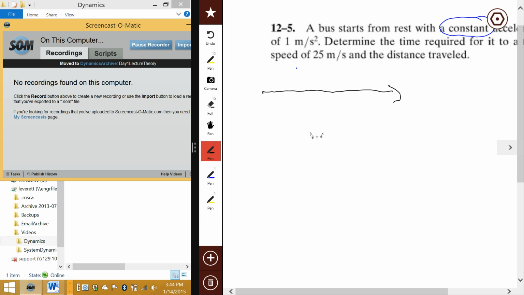Okay, so the line represents the road that the bus is traveling on. I'll draw an arrow indicating the positive direction. I have to choose an origin, so we're going to choose an origin right here. If the bus is located here, it's at the position of 0. I'll draw a dot here. This is the bus. We're going to have a variable x, and if you give me the distance x, I will be able to tell where the bus is.